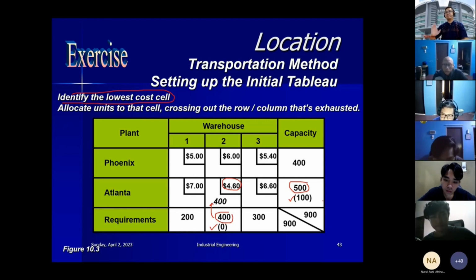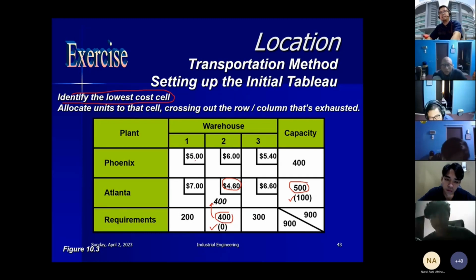Okay, good. Any questions so far? Okay, clear? Okay, second thing. Which one is the second lowest cost in our table here? Which one? RM5, 5 ringgit.